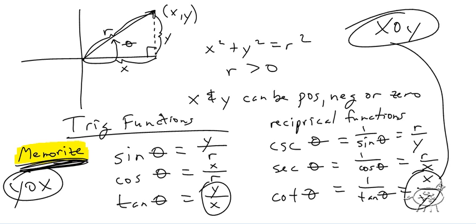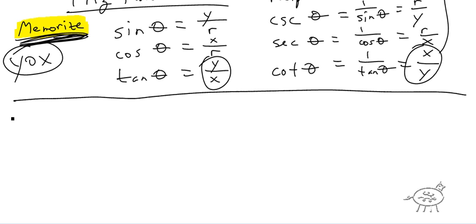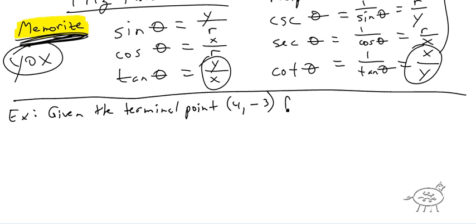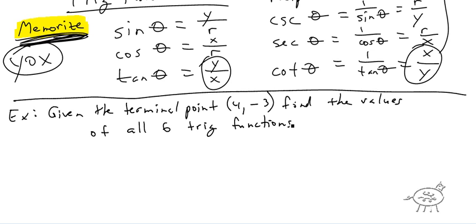I unfortunately have to delete this to make room. You know what? I'm going to move it down a little bit. All right, so here's your example. It says, given the terminal point (4, -3), find the values of all 6 trig functions.